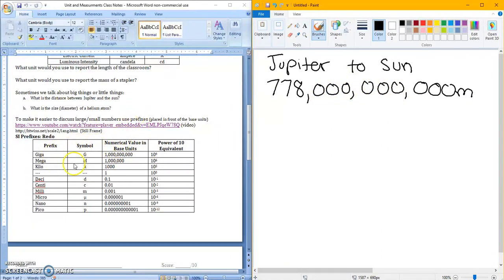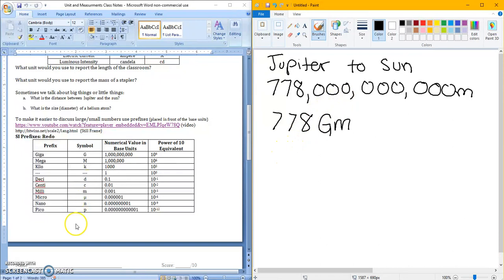I look down here and I see, let's see, over here. There. See how it says 10 to the 9th? That means 9 zeros. So instead of writing out all 9 zeros, I can simply write 778, use my prefix, which is a giga, and then my units are meters. 778 gigameters. And that way it's a lot easier to write that number over and over and over again.